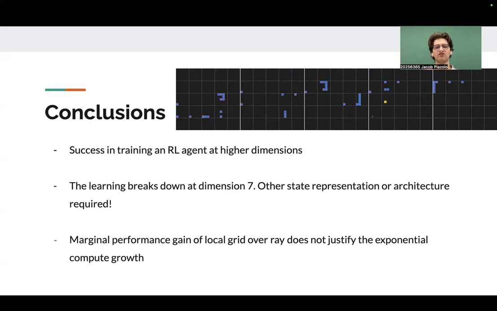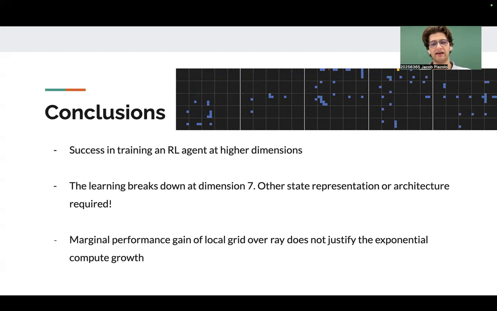We had only marginal performance gain from local grid state representation over array-based state representation, and therefore this doesn't justify the exponential compute growth and cost. And here we clearly recommend the array-based state representation.